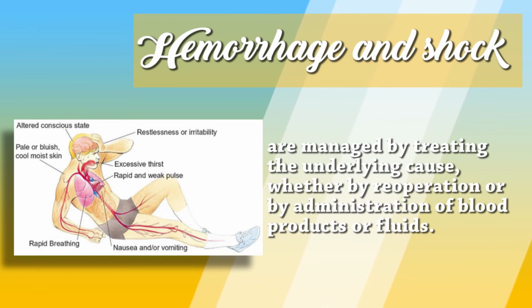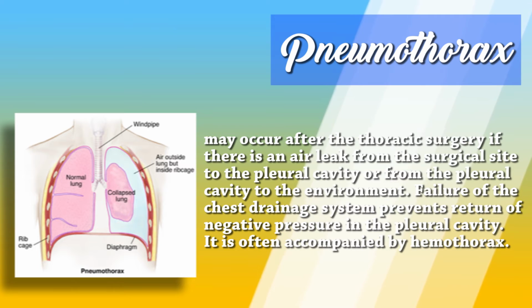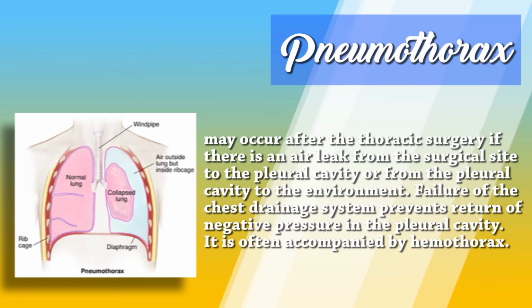Hemorrhage and shock are managed by treating the underlying cause, whether by reoperation or by administration of blood products or fluids. Pneumothorax may occur after thoracic surgery if there is an air leak from the surgical site to the pleural cavity or from the pleural cavity to the environment. Failure of the chest drainage system prevents the return of negative pressure in the pleural cavity. It is often accompanied by hemothorax.